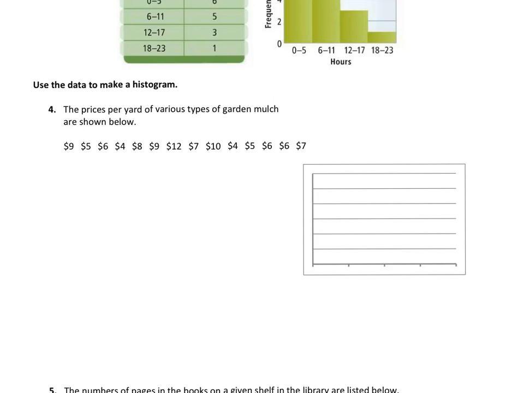I am going to make a frequency table, so then I can turn this frequency table into a histogram over here on the right. This is the prices per yard of various types of mulch. So I'm going to have prices and frequency. It looks like my lowest price is $4 and my highest price is $12.